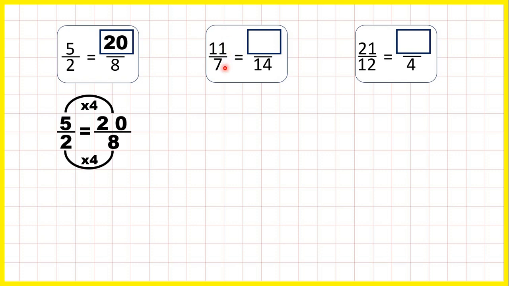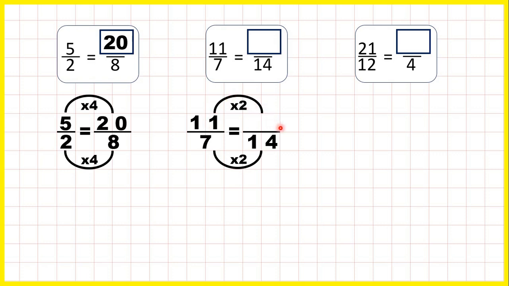Now 11 over 7 is equivalent to what over 14? Again, we need to find our equivalent fraction. We use multiplication or division to find equivalent fractions, and 7 times 2 is 14. Now what we do to the denominator, we need to do to the numerator as well, and 11 times 2 is 22, so 11 over 7 is equivalent to 22 over 14.